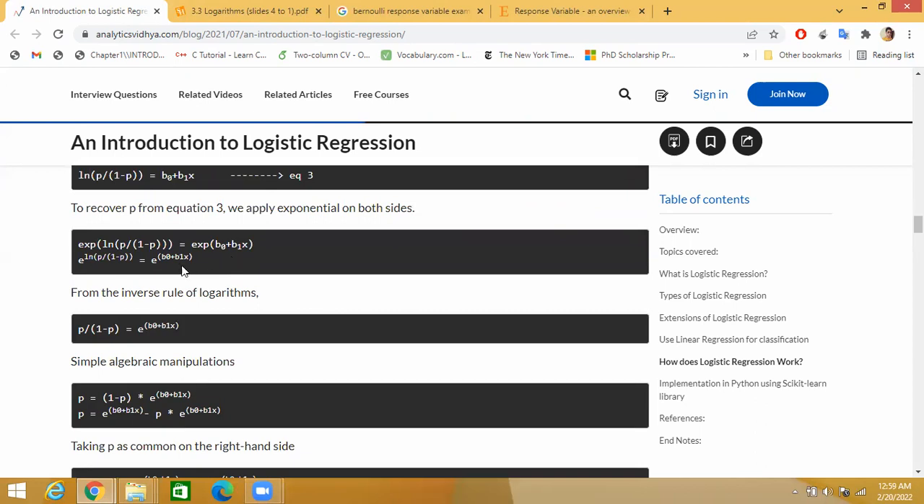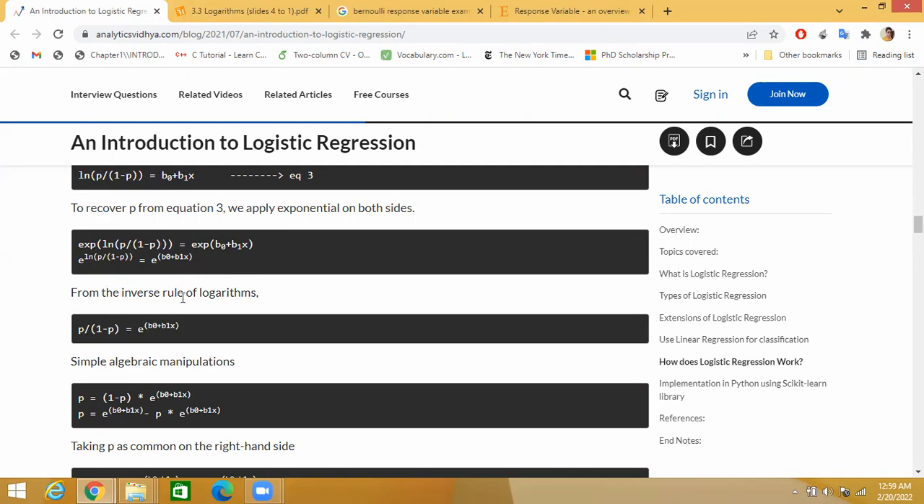Now we are applying exponential on both sides. If we apply exponential on both sides, then the equation becomes e power log of p divided by 1 minus p equal to e power beta naught plus b1 x. You can see this is the equation.